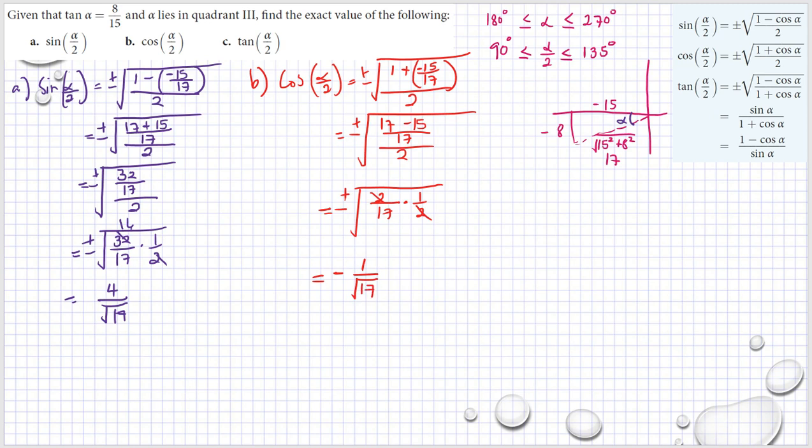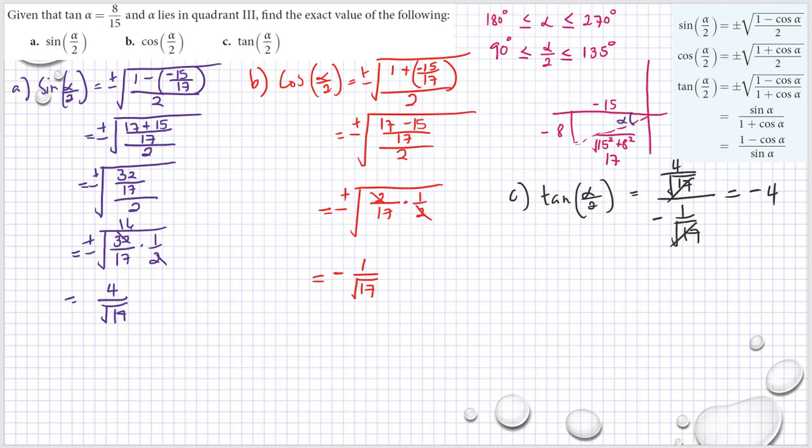Okay. C. We have tangent alpha over 2. Then we have sine alpha over 2, which is 4 over square root of 17. And then cosine is negative 1 over square root of 17. Then this will become 1. And we have negative 4 because tangent of alpha over 2 in the second quadrant is negative.